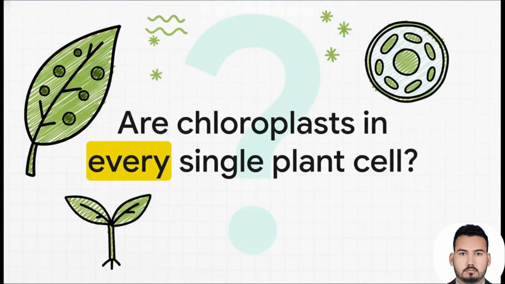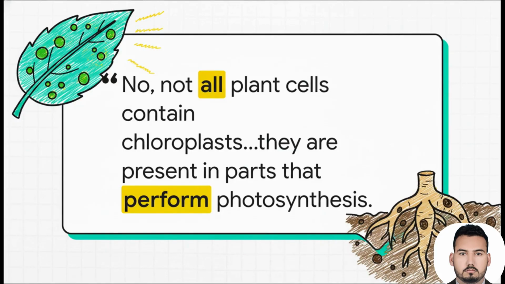But that gets you thinking, doesn't it? If plants are green because of chloroplasts, and they make food with them, does that mean every single cell in a plant has them? What do you think? The answer, surprisingly, is no.